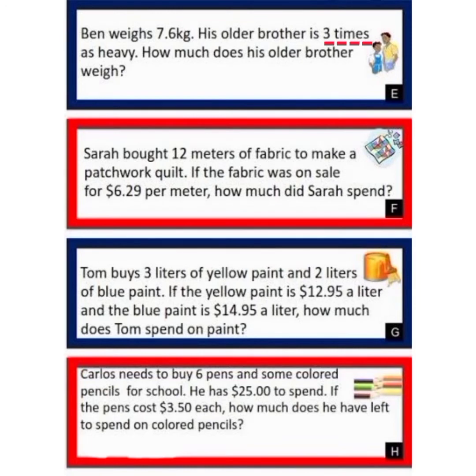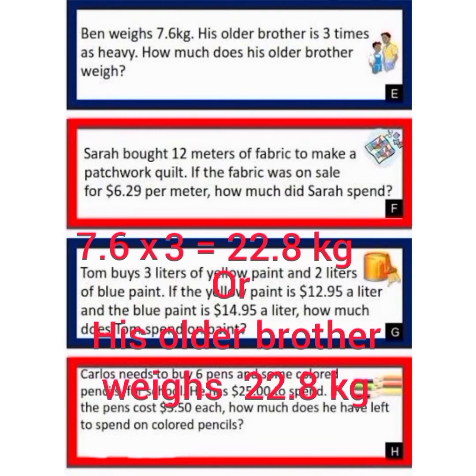So we need to determine what are we going to do? Add, subtract, multiply, or divide. We know Ben's weight is 7.6. We know his brother is 3 times as heavy. And we want to know how much his older brother weighs. So based on this information, you're going to multiply. You're going to take 7.6 and multiply it by 3, and then that's going to be your answer.